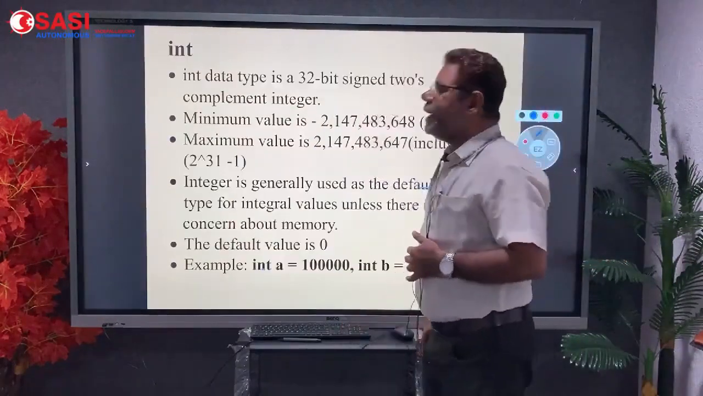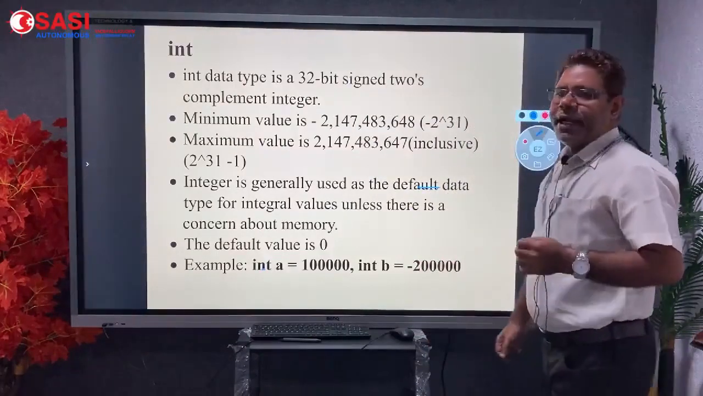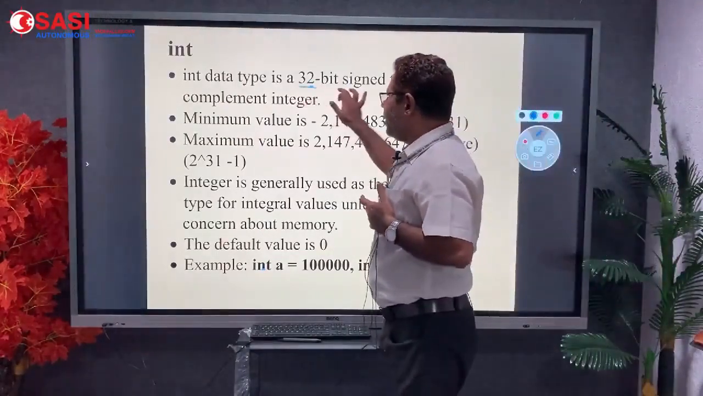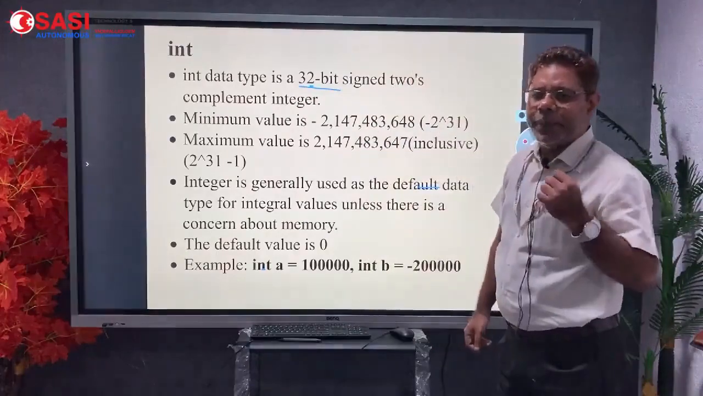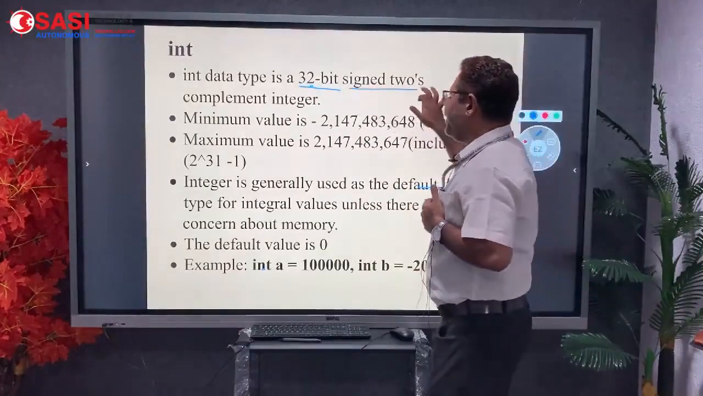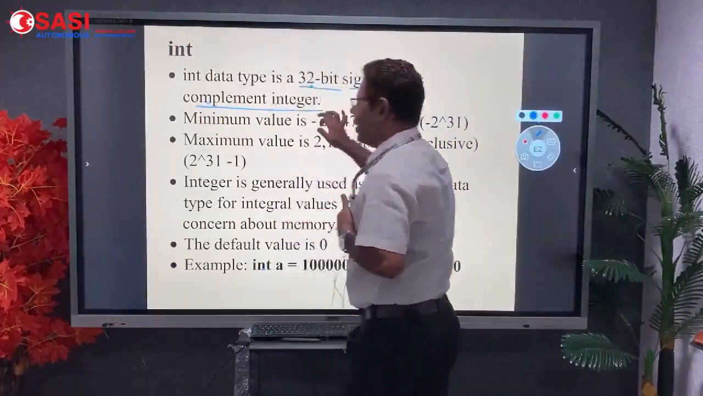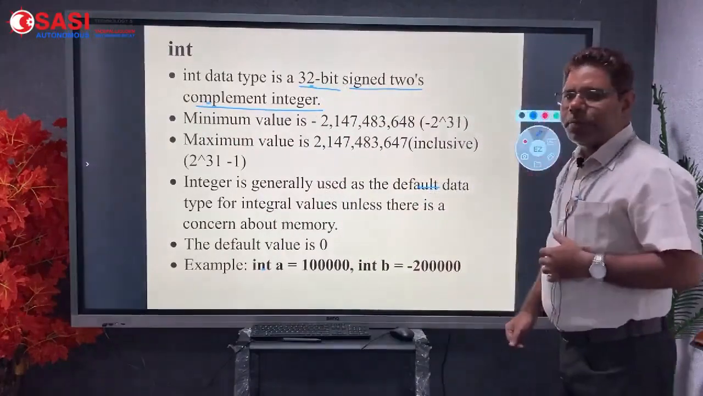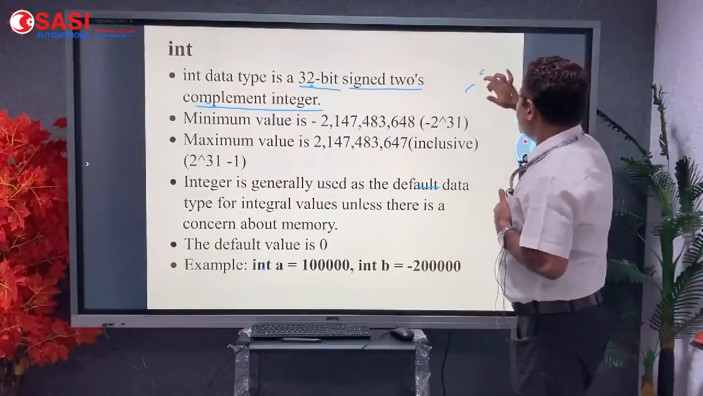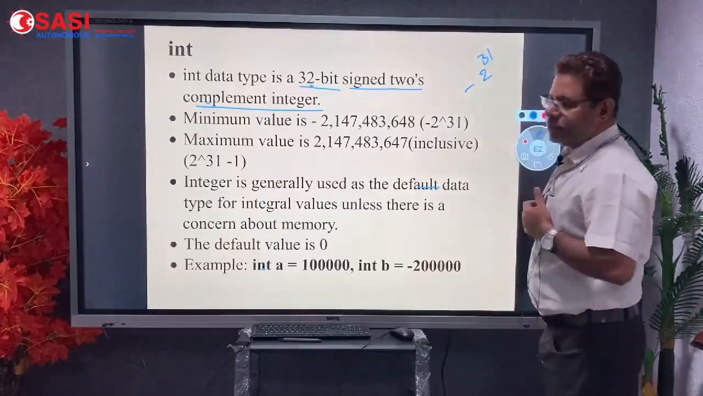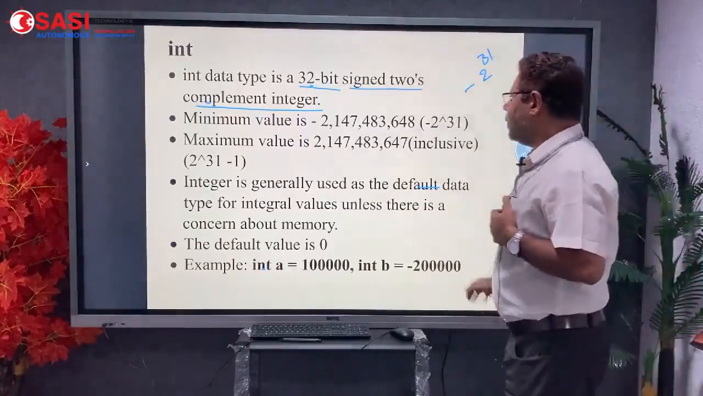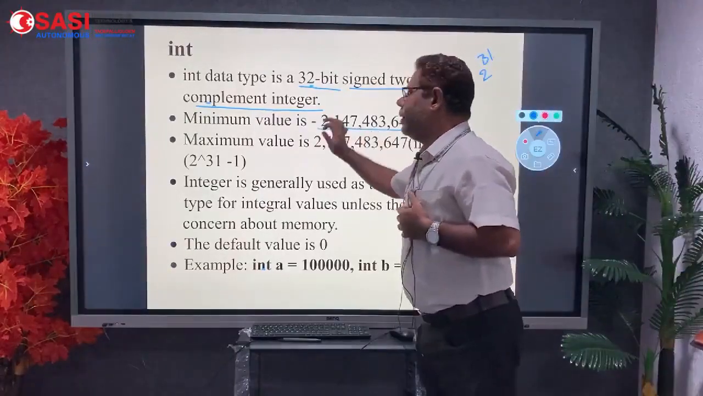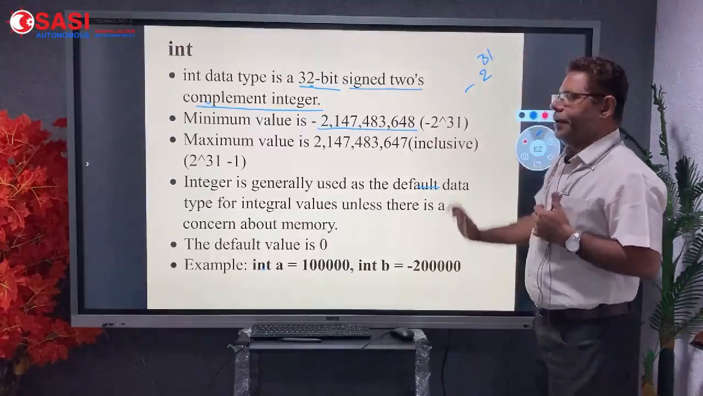Next one is the int data type. The int data type size is 32 bit. That means the int data type is a 32 bit signed 2's complement integer. The minimum value of the integer is minus 2 power 31. So this is the minimum value of the int.